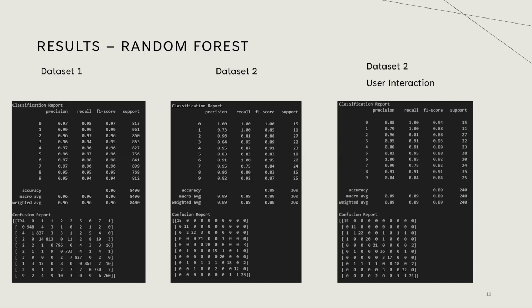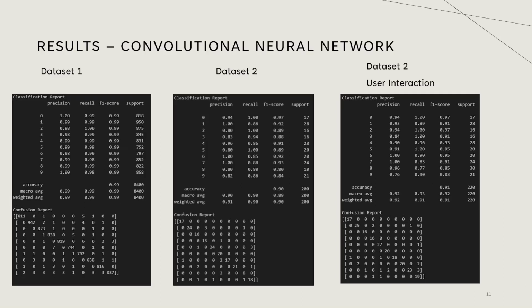Although the accuracy remains the same at 89%, the F1 score of labels 5 and 8 increased, indicating a better classification result. Similar to the random forest algorithm, we move on to perform the same tests on the convolutional neural network. We've managed to achieve an accuracy of 99% with dataset 1. With the smaller dataset 2, we achieve the expected lower accuracy of 90%.